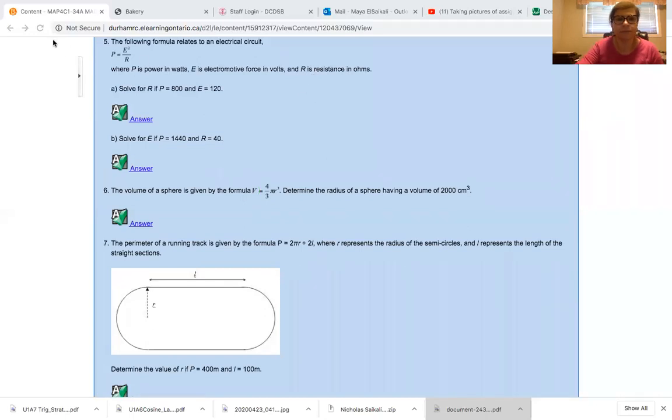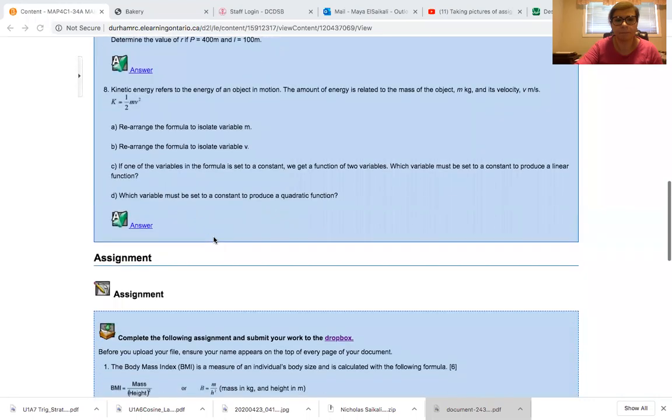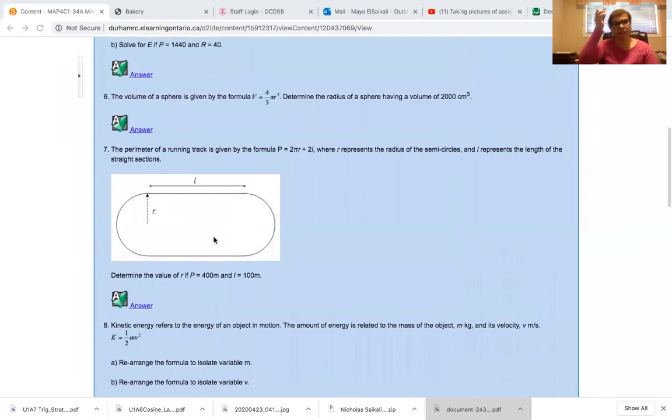All right. So let's do this question as well. So we have the perimeter of a running track is given by the formula P equals 2 pi r plus 2L, where r represents the radius of the semicircle and L represents the length of the straight section. Determine the value of r if P is equal to 400 and L is equal to 100. So we're going to try to find r. So the question is, find r. So what is r equal to? Knowing that P is equal to 400 and L is equal to 100.